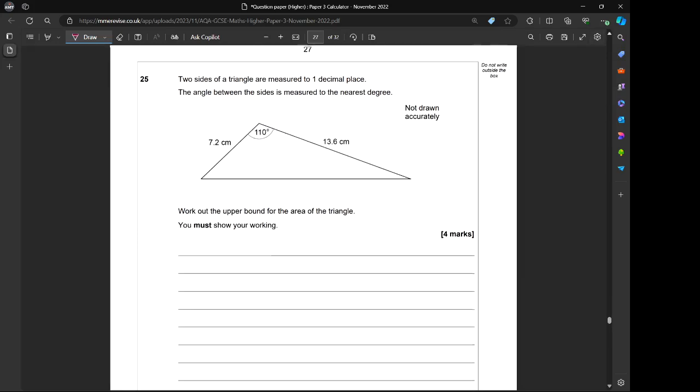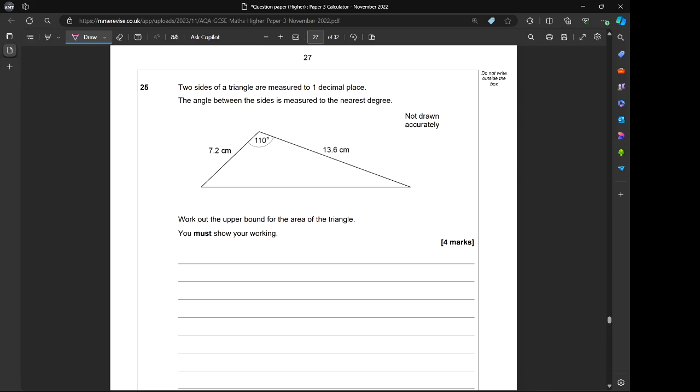Okay, let us try this question looking at the cosine rule, which I think is likely to come up tomorrow on your exam. Two sides of a triangle are measured to one decimal place. The angle between them is measured to the nearest degree. Work out the upper bound for the area of the triangle. So I've got two sides and a corresponding angle, so I'm going to be using the cosine rule.